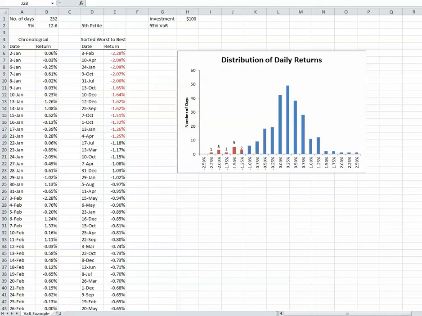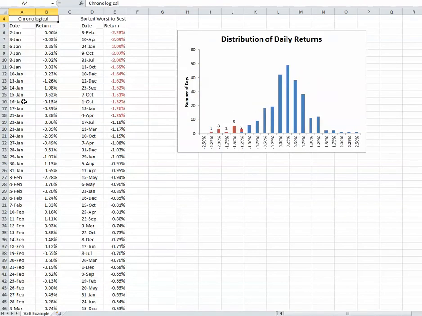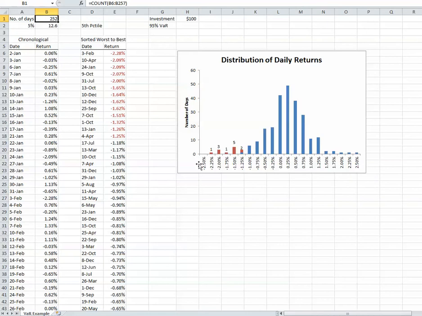In this short video, I'm going to be illustrating the calculation of value at risk, and you might want to follow along with the spreadsheet. Over here, we have the daily returns on some portfolio in chronological order, starting in January of the year, and going down at the bottom, you see we have December 31st, so we have 1 year of daily observations.